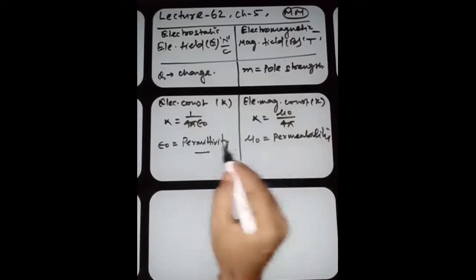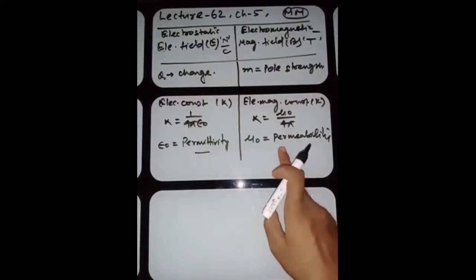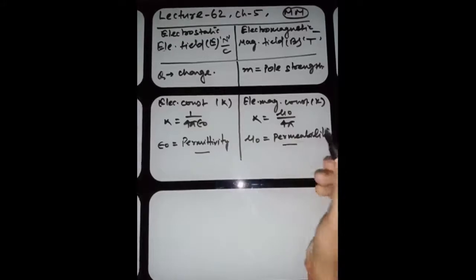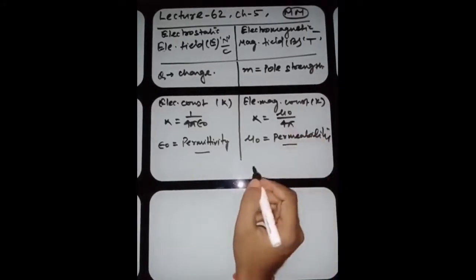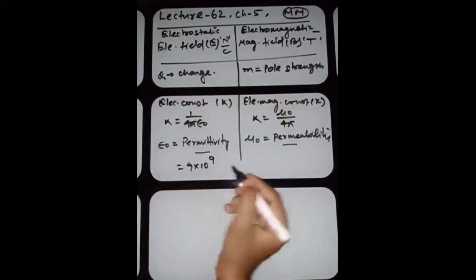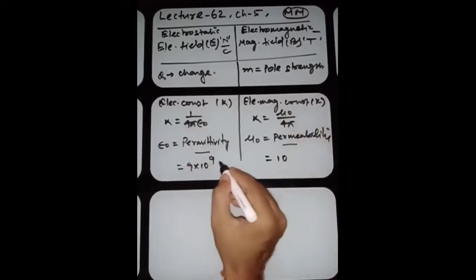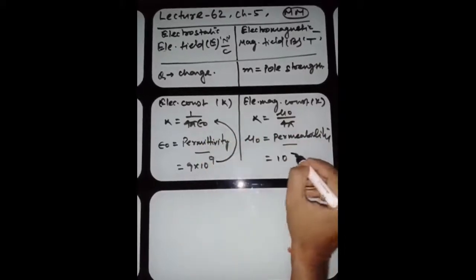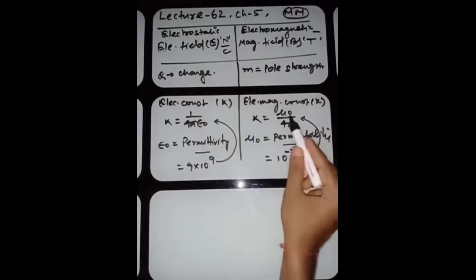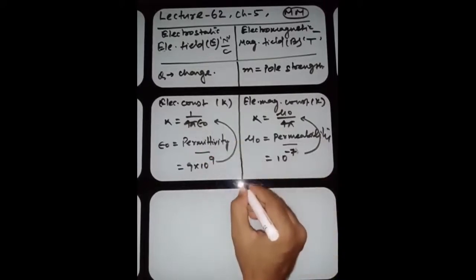This epsilon naught decides how many electric field lines cross through any medium, and this mu naught decides how many magnetic field lines cross through any medium. Both actually permit the field lines to cross through. Its value is 9 into 10 to the power 9. Actually, I am talking about this value, not the epsilon naught, my dear students. Be careful. Mu naught by 4 pi is 10 to the power minus 7, and 1 by 4 pi epsilon naught is 9 times 10 to the power 9.